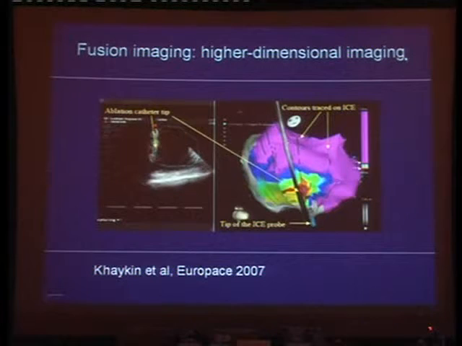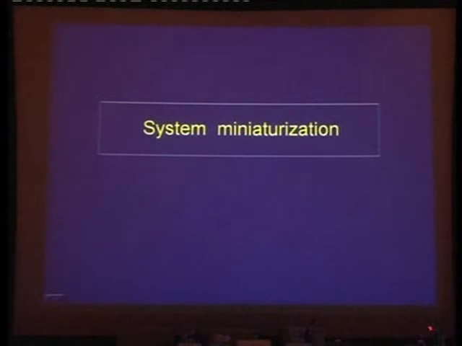Fusion imaging with higher dimensional imaging. This is a catheter ablation tip. This is echo, and then we have here the mapping of the activation, and we put them together in a fusion imaging, and that's being done more and more.